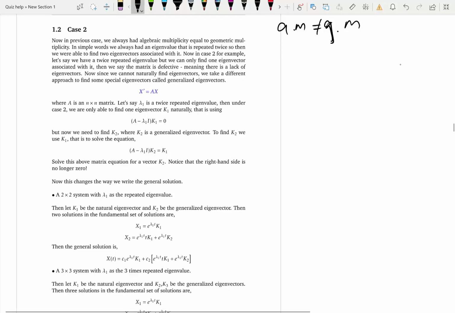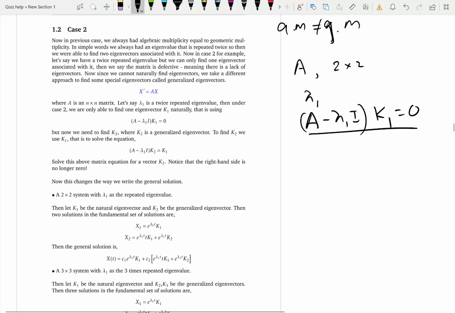Now what do you do? So let's take an example and understand what we do here. Let's say we have an n by n matrix, okay? Or, for a simple case, let's say we have a 2 by 2 matrix, okay? And let's say we have this eigenvalue lambda 1, which is repeated twice. Now to find the eigenvector, you write (A minus lambda 1 I) times K1 is equal to 0. You solve this equation. So in the defective case, you have a repeated eigenvalue, but you only get one eigenvector, not like case 1.